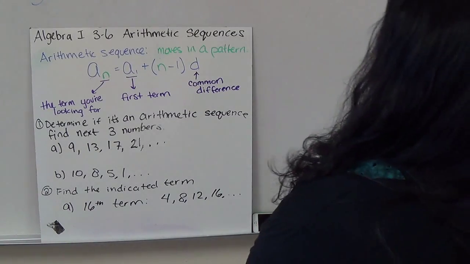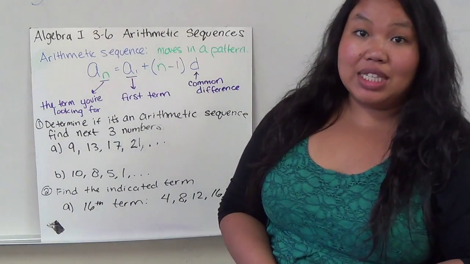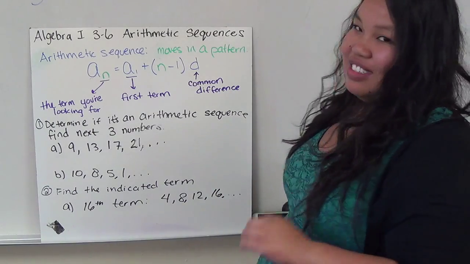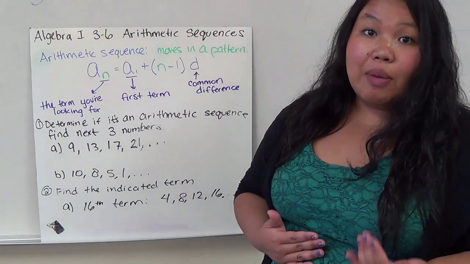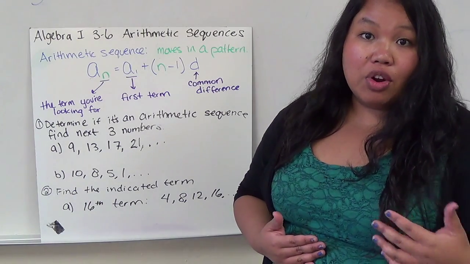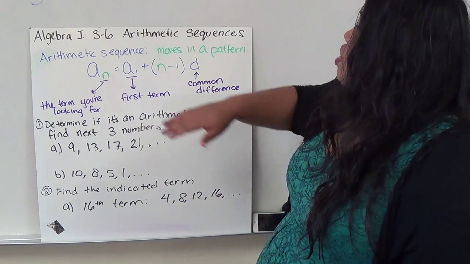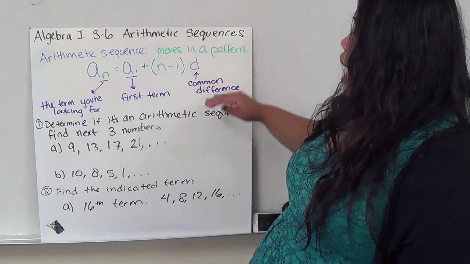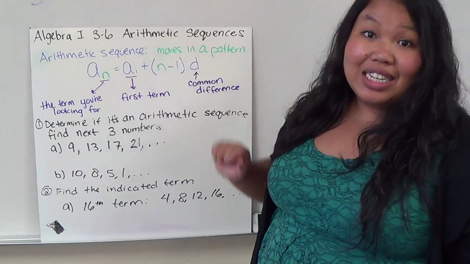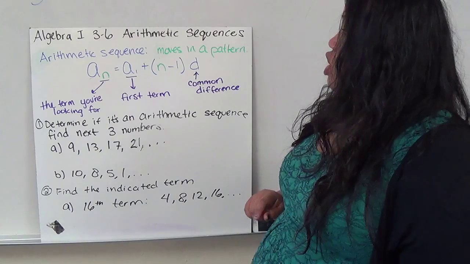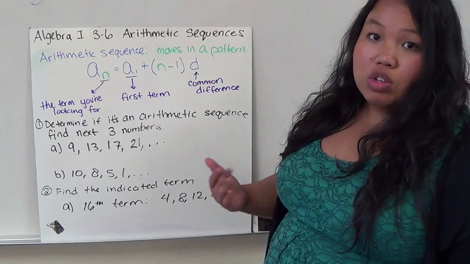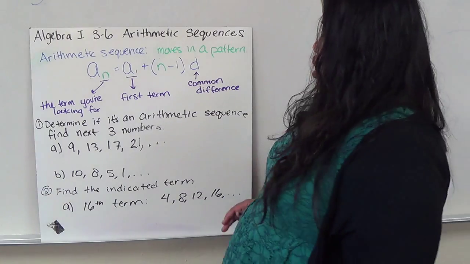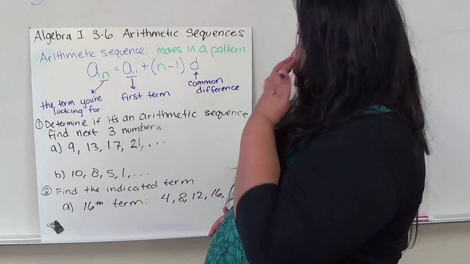Algebra 1, Section 3.6, we're dealing with arithmetic sequences. So basically, they're patterns that happen by adding a certain number each time. So an arithmetic sequence moves in a pattern, but it deals with addition, okay? So it doesn't mean you subtract, it doesn't mean that you multiply each number by anything or divide. You either add or add a negative, basically subtract.